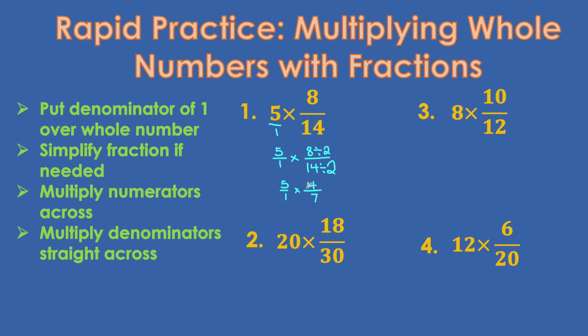Multiply numerators straight across. 5 times 4 equals 20. 1 times 7. Multiply denominators equals 7. 20 over 7 is an improper fraction. We want to convert it into a mixed number. To do that, you want to divide the numerator by the denominator. It's right over here.